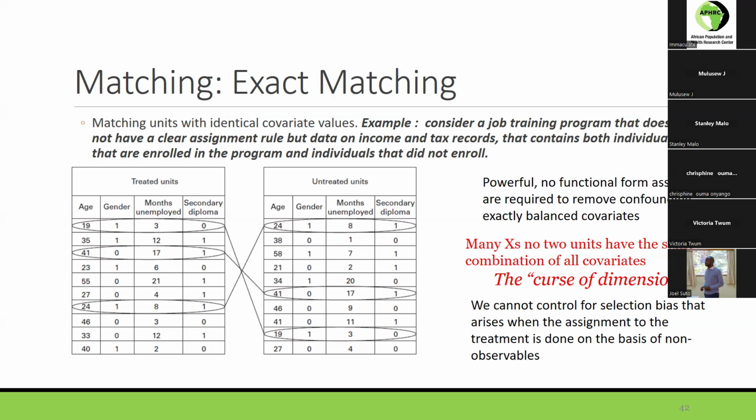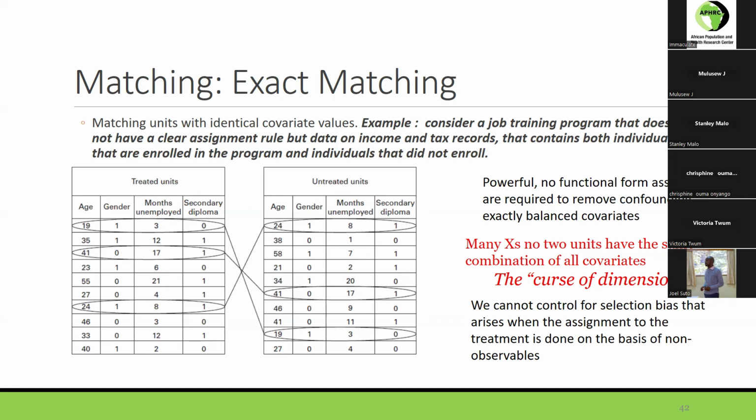Maybe gender may not be enough to determine the training status either. Let's check the unemployment status: how many months you have been unemployed, for example, 3 months. From the population, we should find someone with really similar characteristics: age 19, gender 1 (female), unemployed for 3 months. And then education, say they have no education. This is the exact match. Imagine the more variables we have; remember when we model with OLS, we put in a lot of variables, like 10, 12, 15. How could we get an exact match like this?